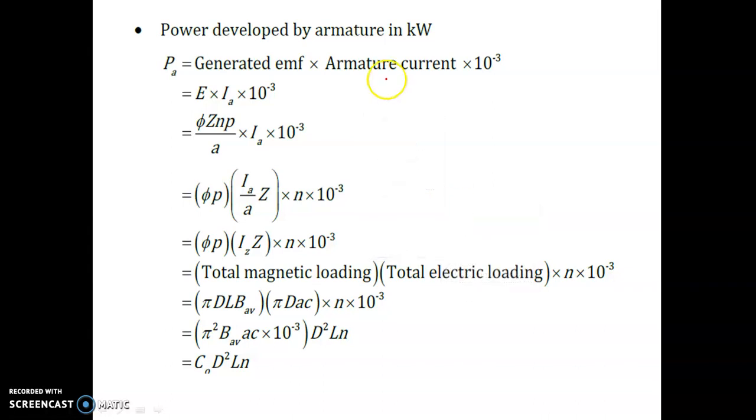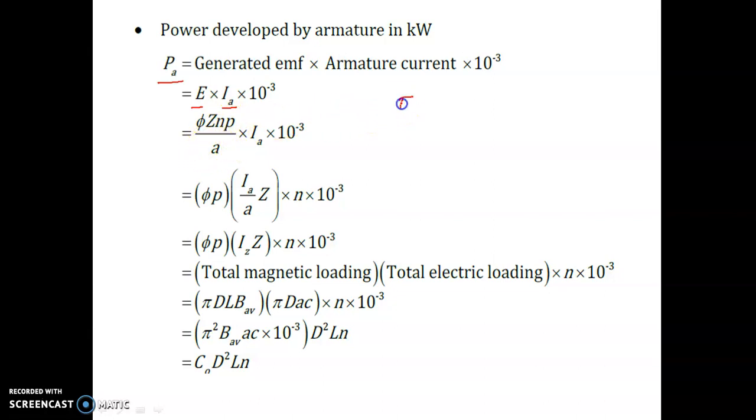This is power developed by armature in kilowatt. So PA equals generated EMF multiplied by armature current, so armature voltage multiplied by armature current. This is called power generated in armature. And EA value, as we know, is phi Z n P by 60A.